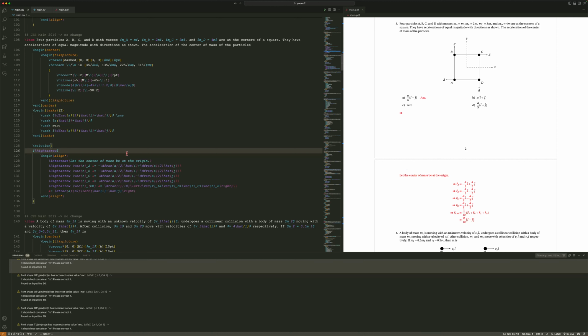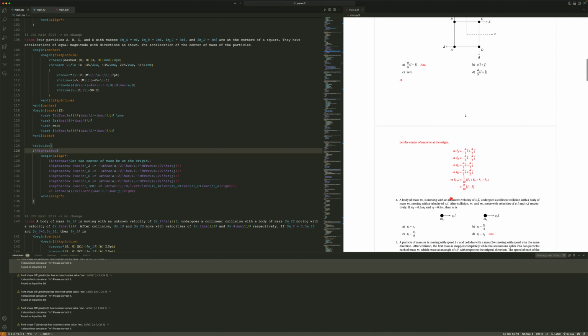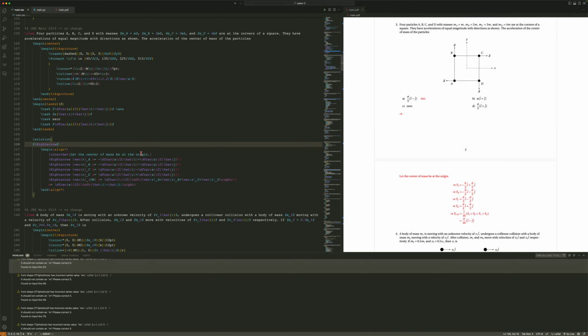Copilot often does some interesting things, but it's just an auto completion thing. So don't believe this Copilot thing. You have to check by yourself. So let's find out the acceleration of center of mass.